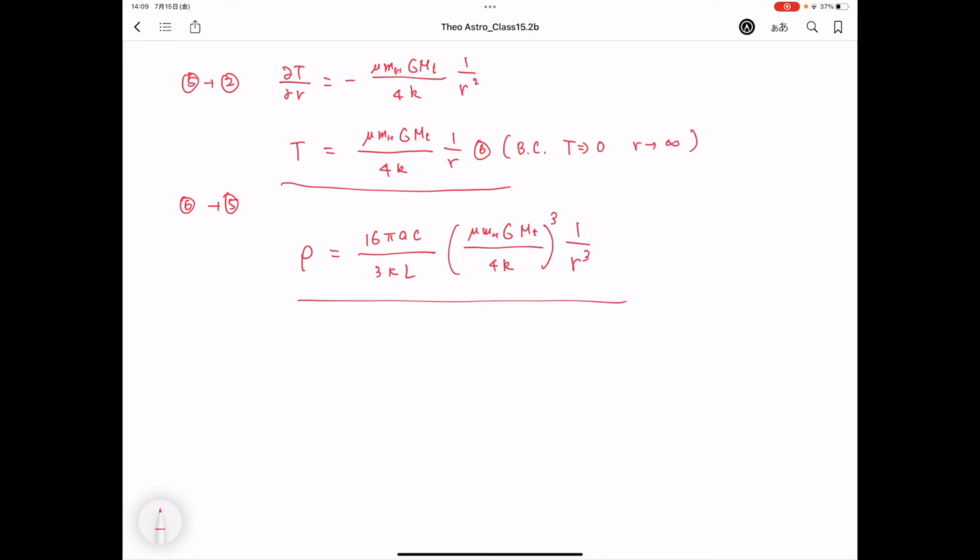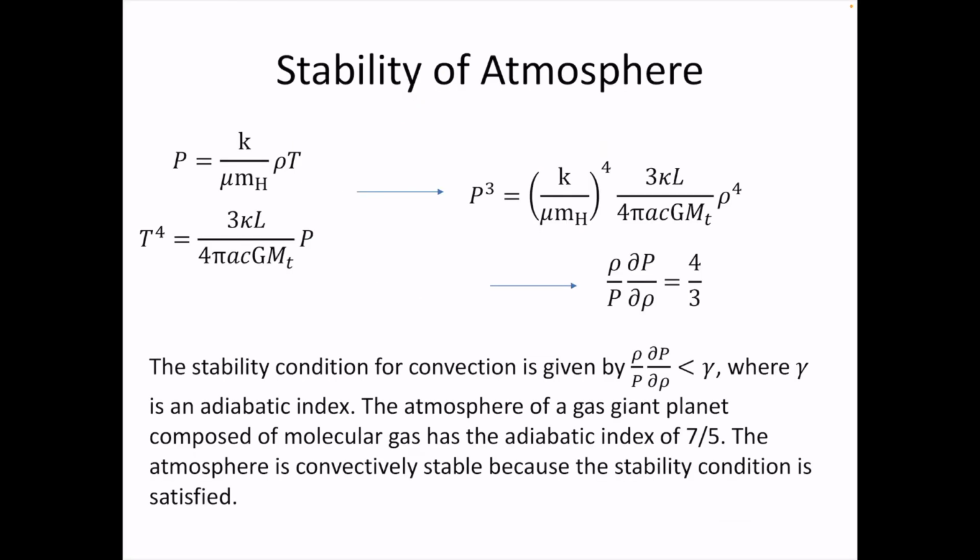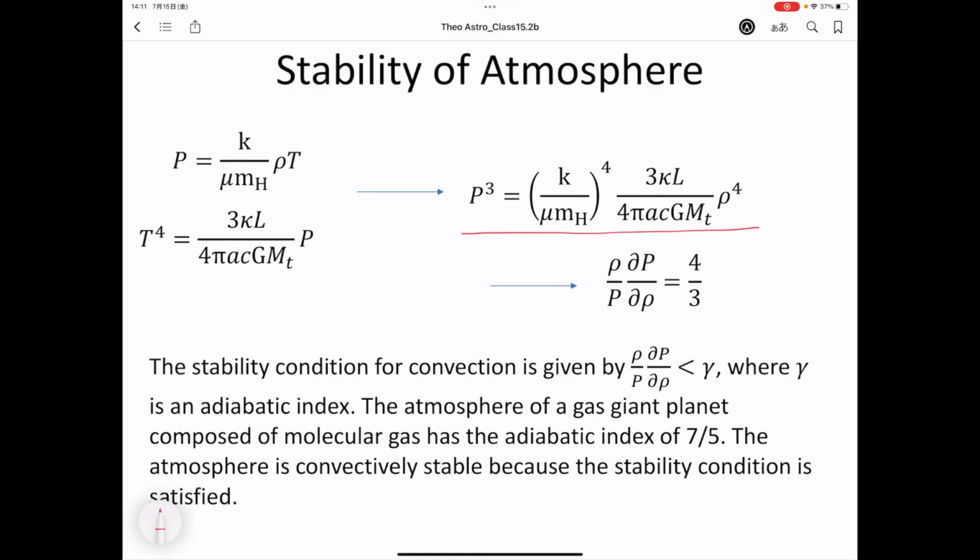And also we find the temperature distribution of the atmosphere of a protoplanet. Then, stability of atmospheres. We combine these two equations, the ideal gas equation with the T to the fourth. You can find the relation between the pressure and density: P cubed is proportional to rho to the fourth. From these equations, calculate ∂log P over ∂log rho. Actually, this is exactly equal to 4 over 3.